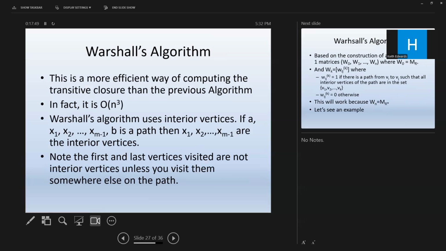There is a more efficient way of doing that, and it's an algorithm known as Warshall's algorithm. This one turns out to be O of n cubed, which is helpful for us getting things done. Not incredibly quick, but quicker than O of n to the fourth. And that's because Warshall's algorithm only uses interior vertices. Note that the first and last vertices visited are not interior vertices unless you visit them somewhere else on the path.